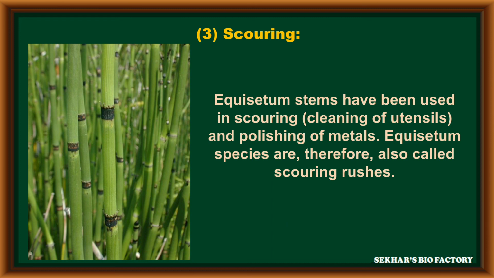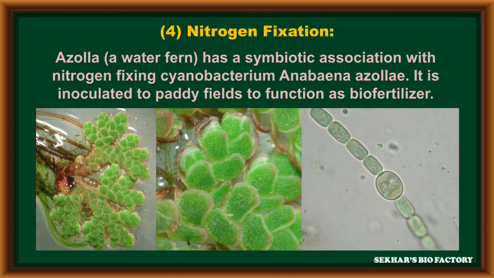The third economic importance is scouring. Equisetum stems have been used in scouring, especially for cleaning utensils and polishing metals. Along with that, Equisetum species are therefore called scouring rushes. The fourth economic importance is nitrogen fixation. It is the most important thing.